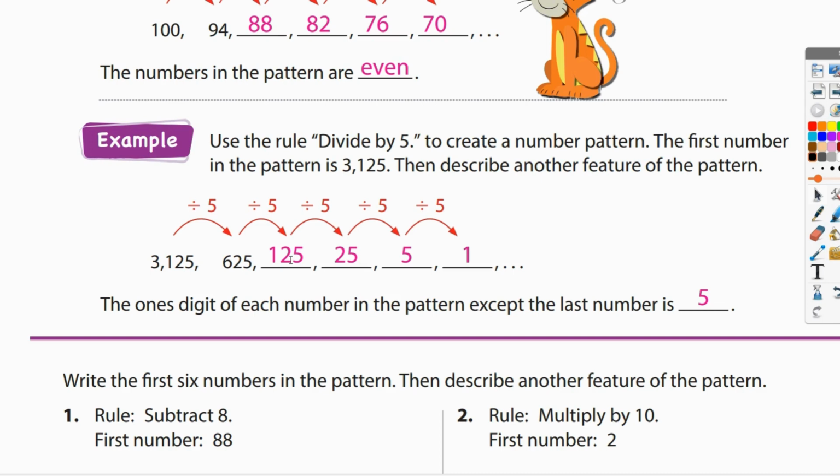125 divided by 5 again leaves me with 25. I need to get 25 and divide it by 5. That leaves me with 5. Then I need to get 5 divided by 5 more. That leaves me with 1.